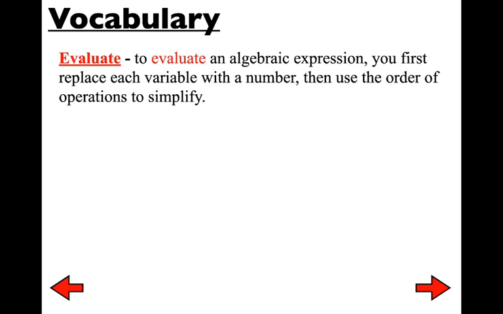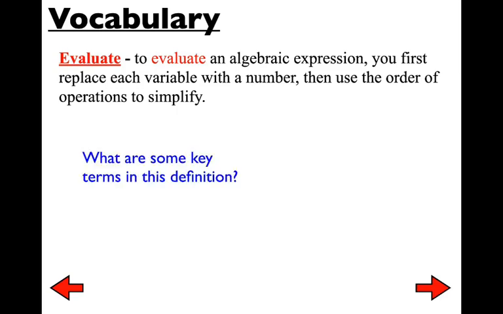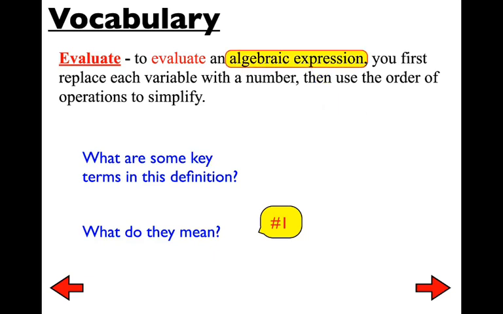Going back to around 5th grade, you learned how to first evaluate algebraic expressions. You also did this in the 6th grade. And that's simply where you replace a variable with a number and then use the order of operations to simplify. So some key terms in this definition are algebraic expression, and that's from 6th grade. A variable, which is from 6th grade. Order of operations, which also that term is from 6th grade. Simplifying, you've been doing that for a very long time.